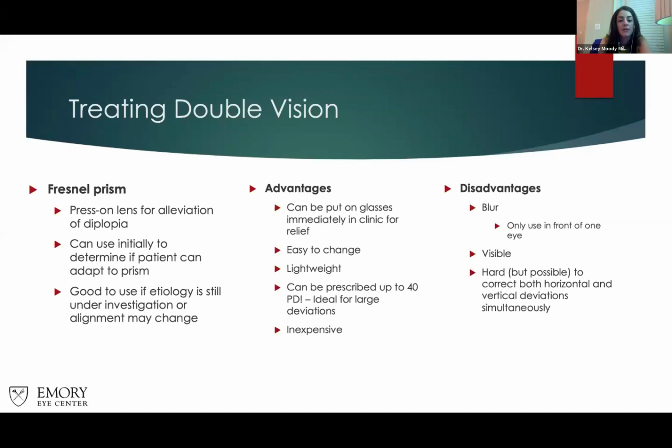One important thing to note about Fresnel prisms is when I'm using it to treat double vision, I only put it in front of one eye because it creates a natural blurry image because of the lines on the glass. If we put it in front of both eyes, these patients are going to be very uncomfortable. So you only ever want to put this in front of one eye, whereas with ground in prism we split. So again, only in front of one eye.